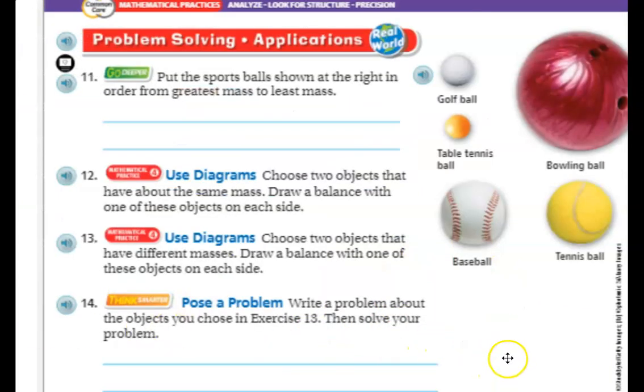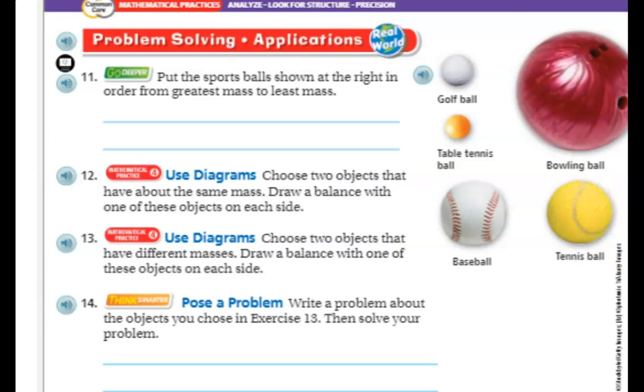And this is your problem solving. So it says put the sports balls shown at the right in order from greatest mass to the least. So obviously you guys all have knowledge of different types of balls. So you have a golf ball, a table tennis ball. So this is a ping pong ball. So think about a ping pong ball and the weight, a baseball, a tennis ball, and then a bowling ball.